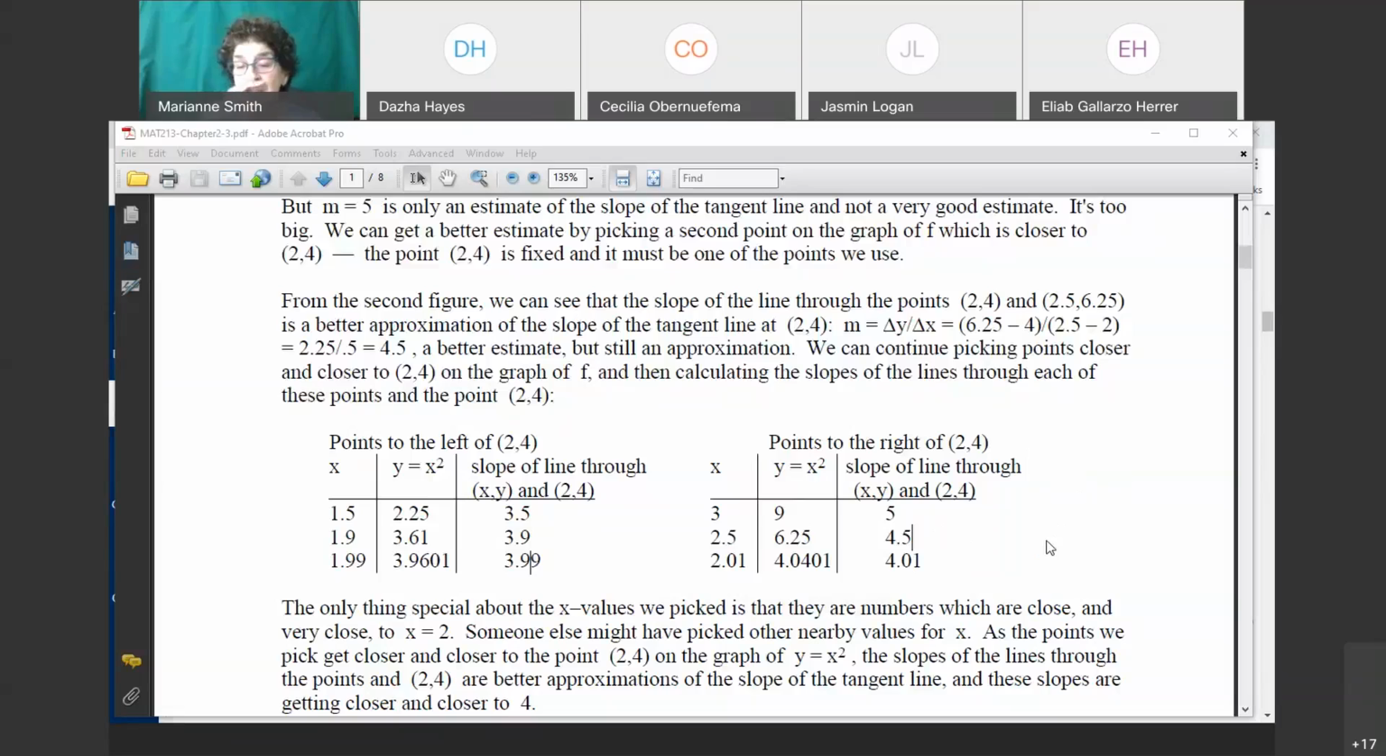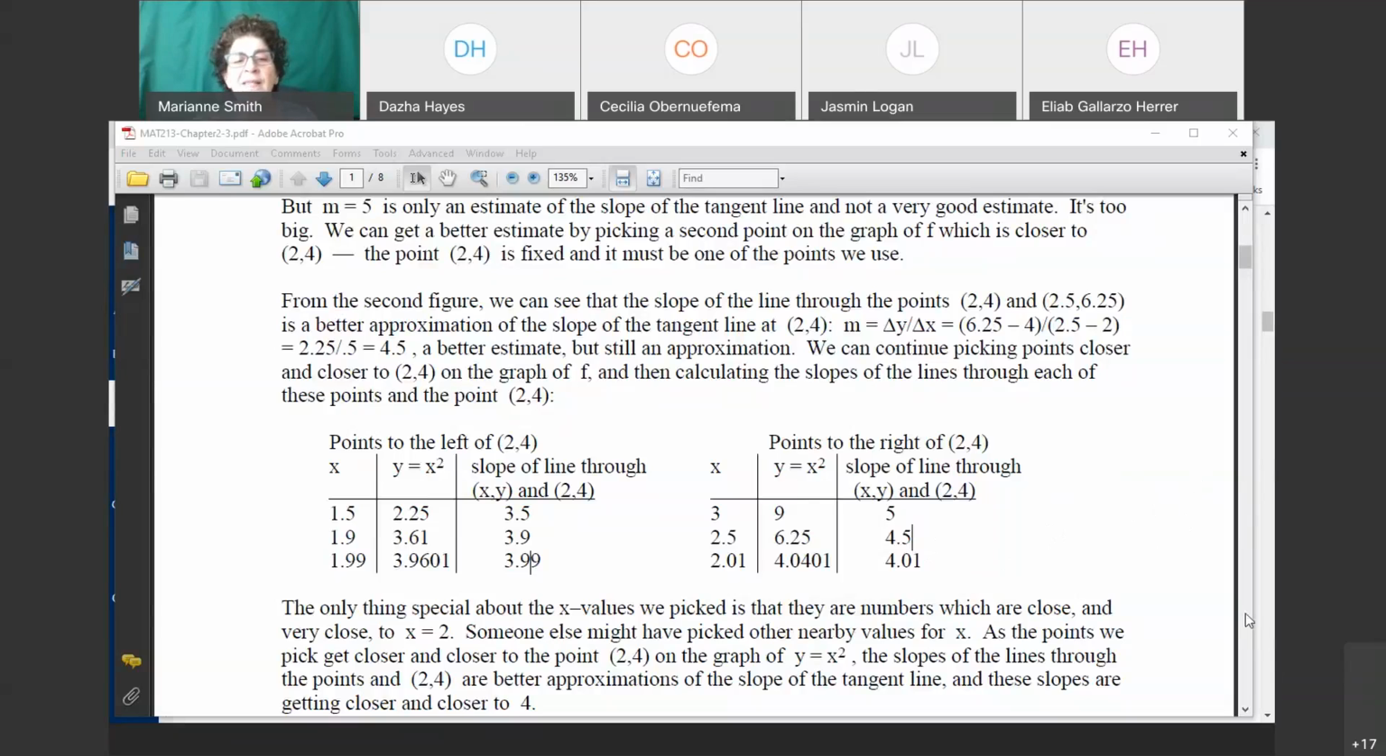So these two tables are telling you approximately what the instantaneous rate of change of y equals x squared is at the point 2, 4. They're telling you the slope of that tangent line must be 4, because as I get closer and closer to it, you can see the slopes are approaching 4 from either side. Everybody all right with that?